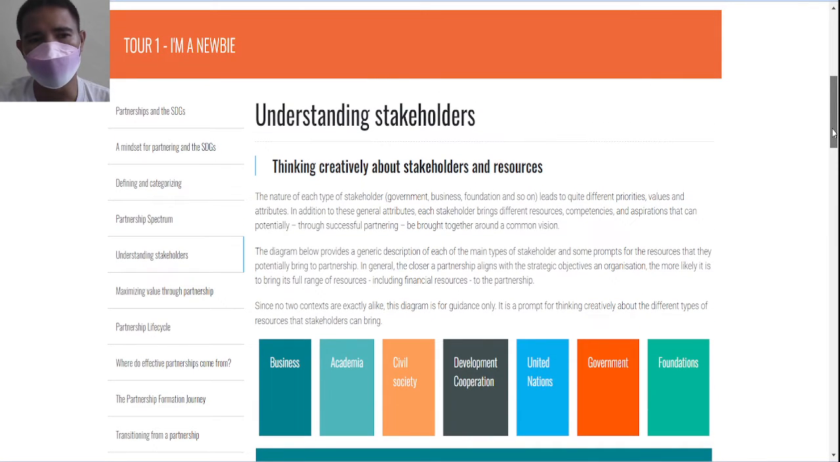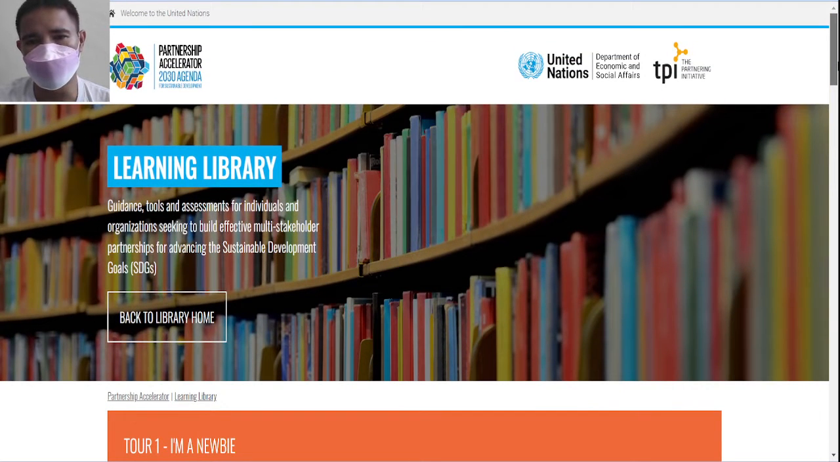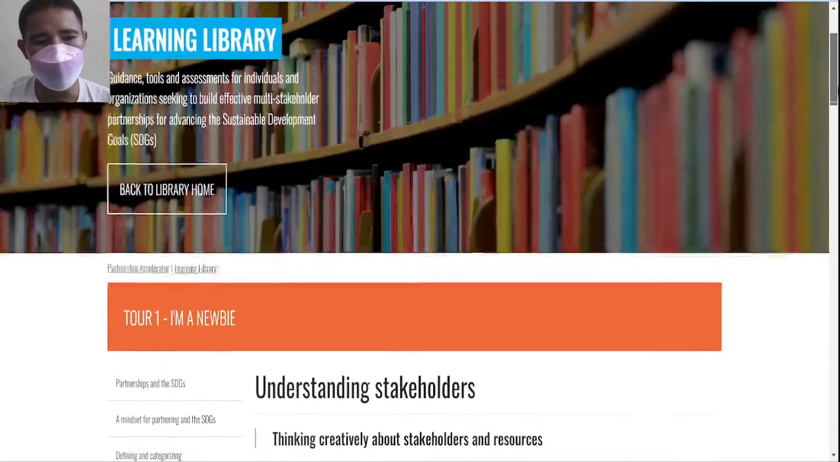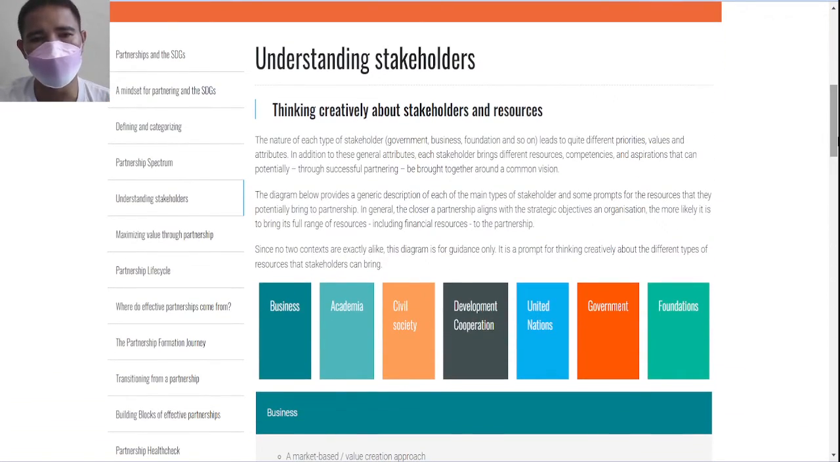We're now in our library, the United Nations Learning Library about partnerships. So we will be talking about understanding stakeholders, thinking creatively about stakeholders and resources.